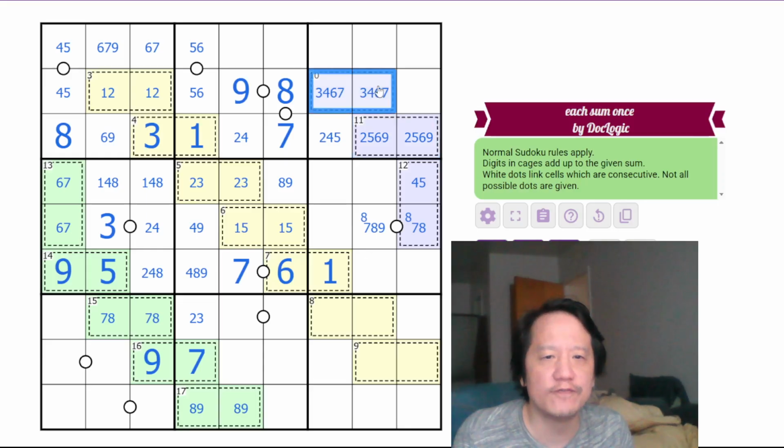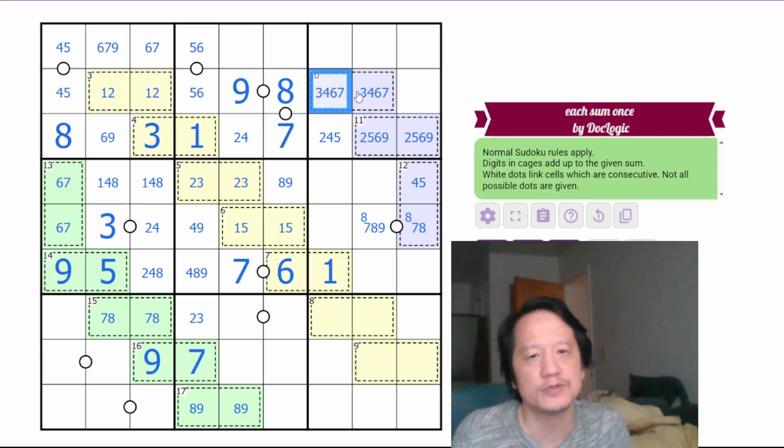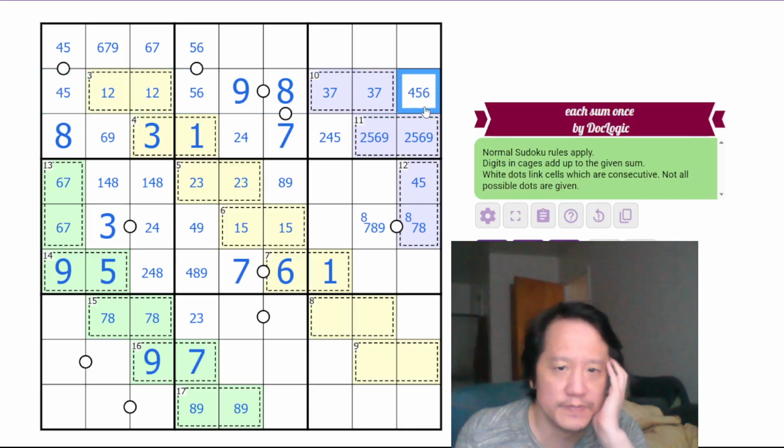Here, if we try to have 4 and 6 as a pair, that would force both of these digits to be 5, which would be a repeat in the rest of the row. So this cannot be 4, 6. It's 3, 7 as a pair. That means the remaining digit in row 2 must be 4, 5, or 6.